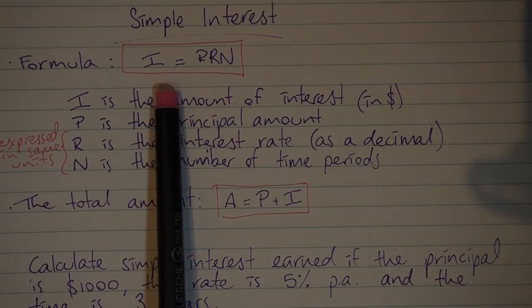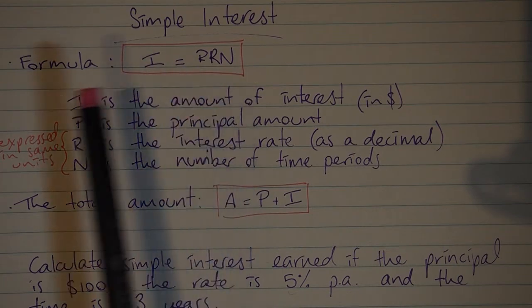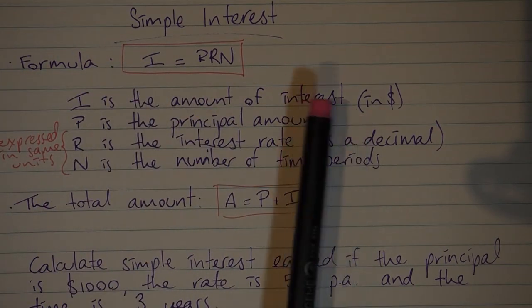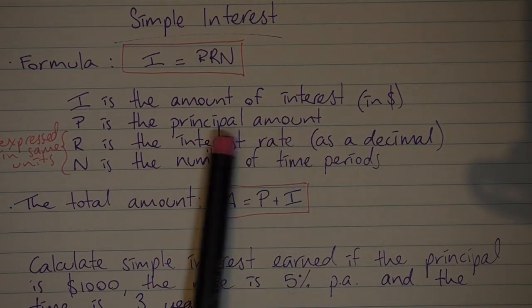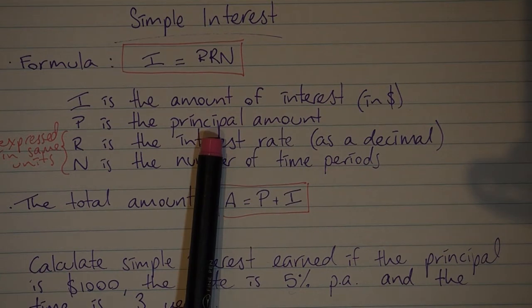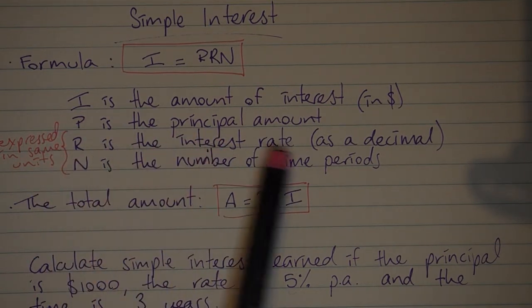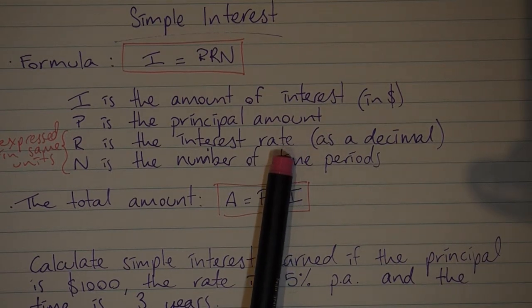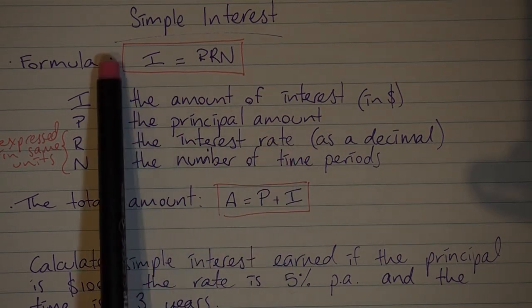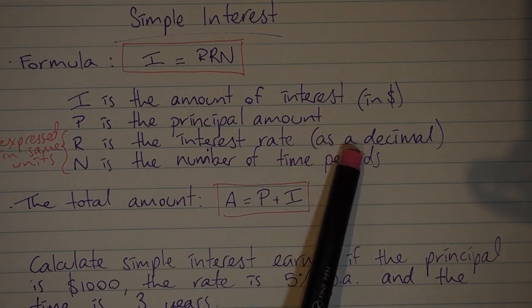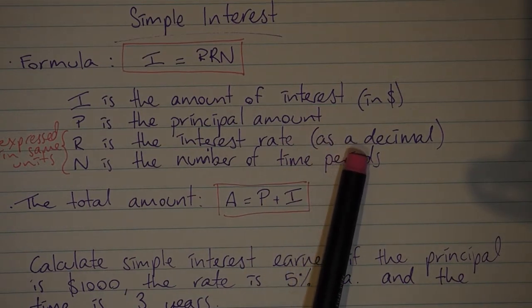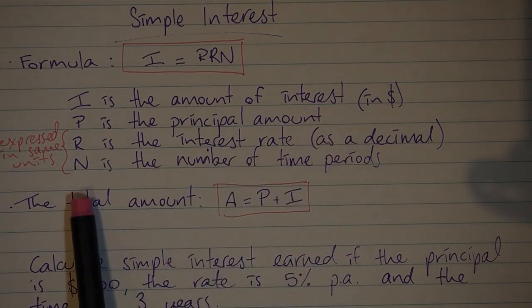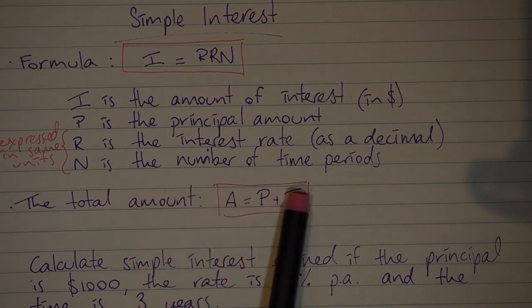We use I is equal to PRN, where I is the amount of interest, P is the principal amount, so principal means the amount that you're starting with, R is the interest rate. Now, in any question, you'll be given the interest rate as a percentage, but in your formula, you need to express your interest rate as a decimal, okay? And N is the number of time periods.